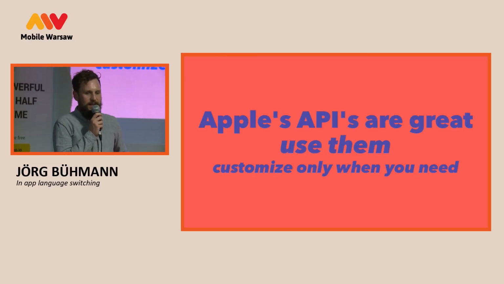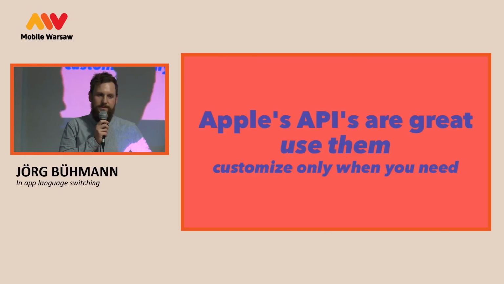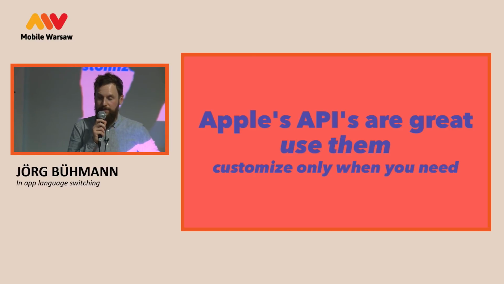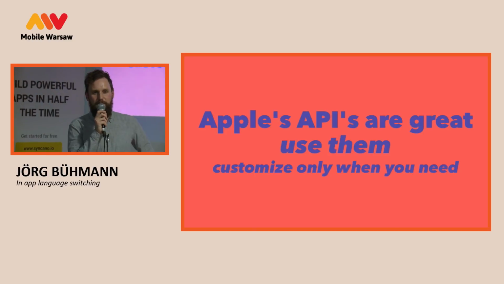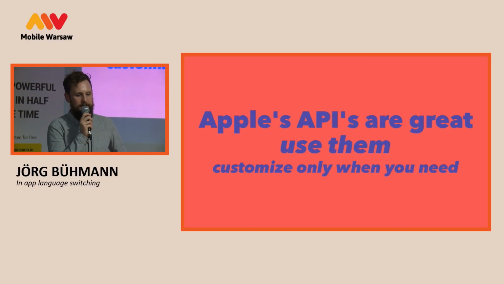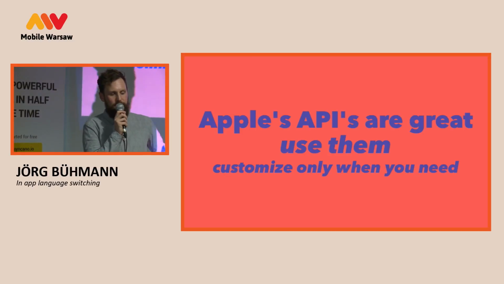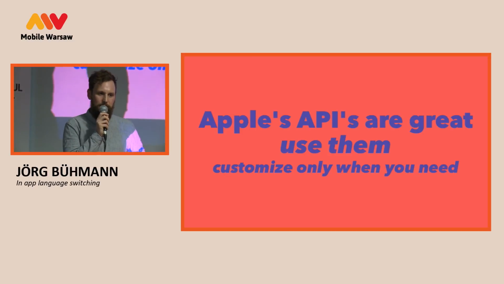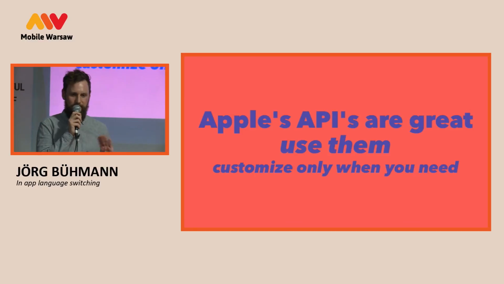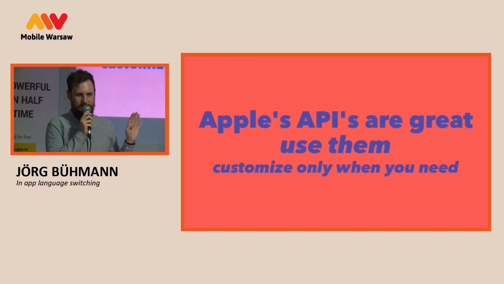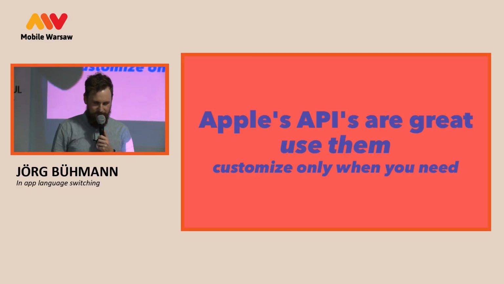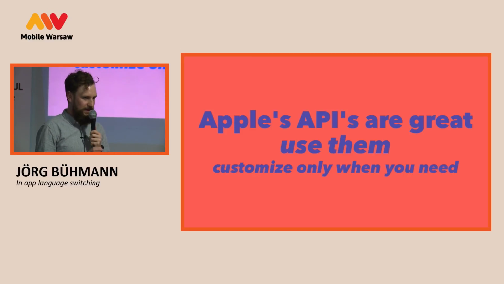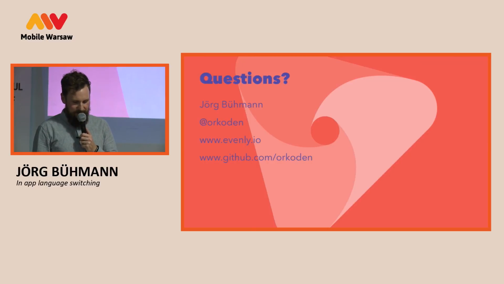So Apple's APIs are really great. Use them. And you can customize if you need. And if you customize, also use the APIs, because they're really well built. You can profit a lot from them, not only when you directly use them, but also when you build your own layer on top. Still, the more you use them, the fewer problems you will have with all your number formatting, month names, language names, and so on.